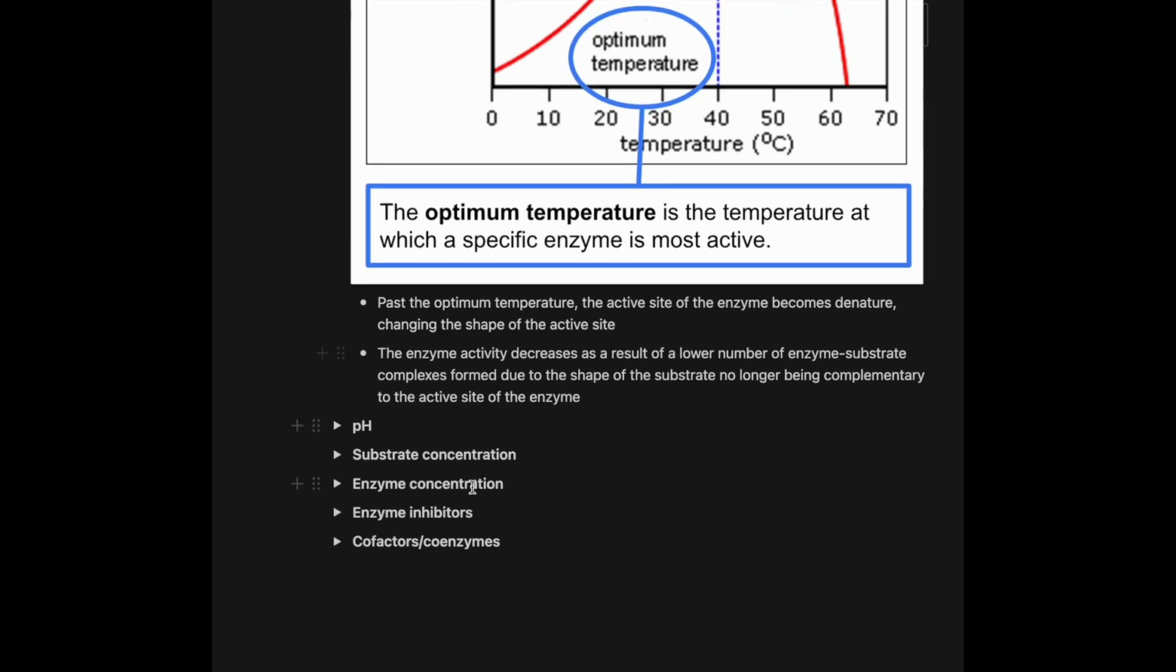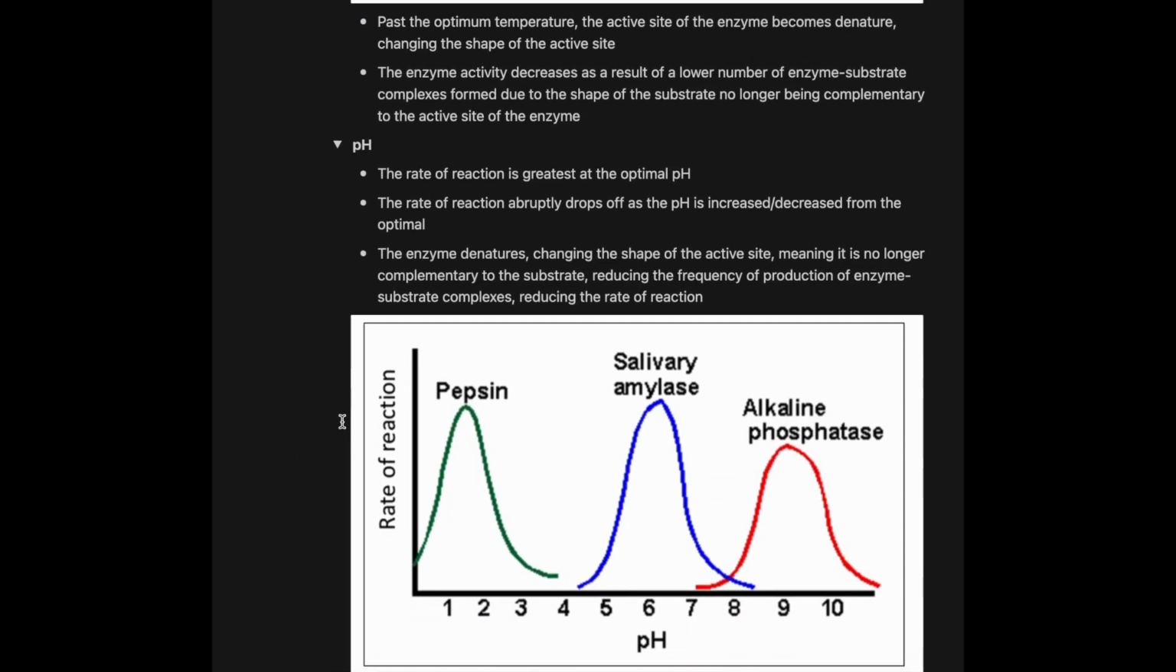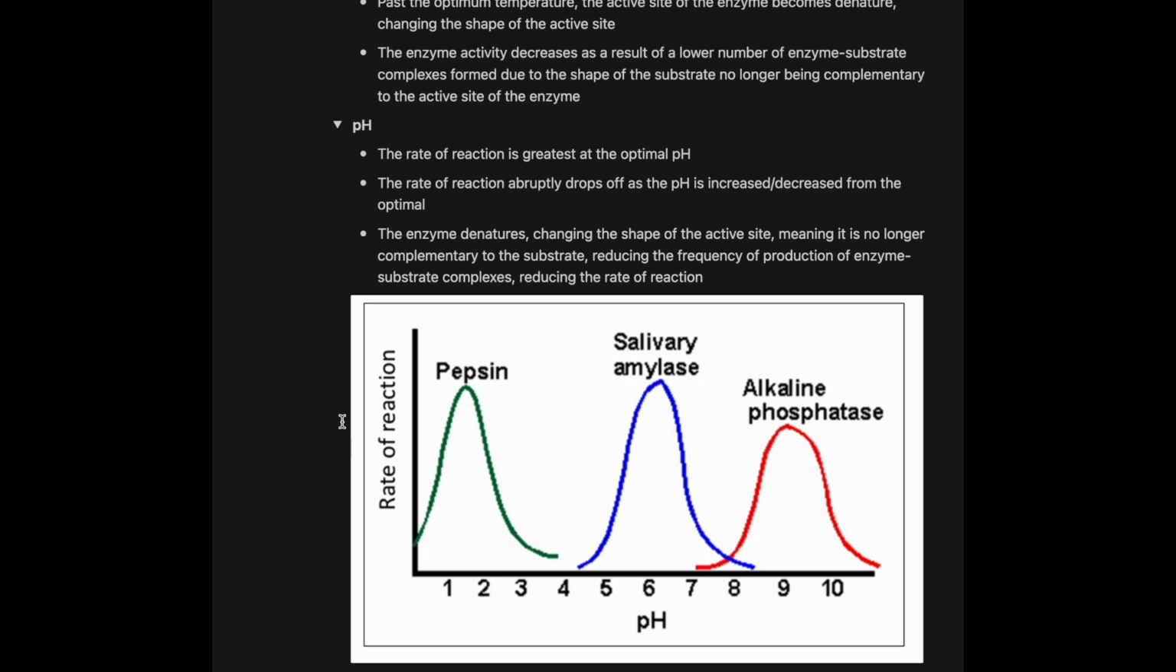Okay, so the next factor is pH. Okay, first of all, the rate of reaction is going to be greatest at the optimal pH, as can be seen here. So similar to optimum temperature, this is the pH at which the rate of the enzyme catalyzed reaction is the greatest. So as you can see here, for example, pepsin, the optimal pH would be around 1.5 to 2. And as we can see here, the rate of reaction abruptly drops off as pH increases or decreases from this optimal range.